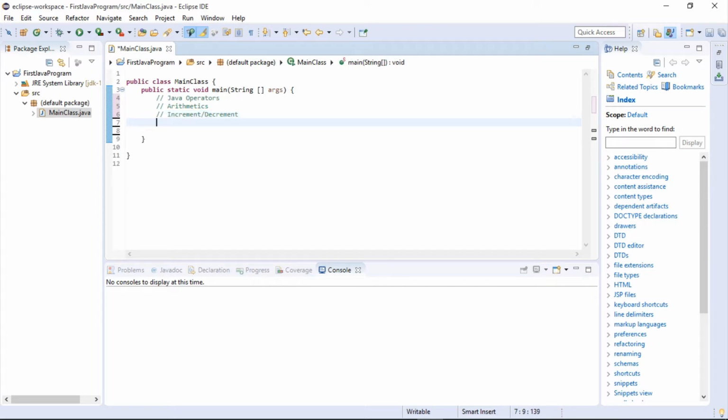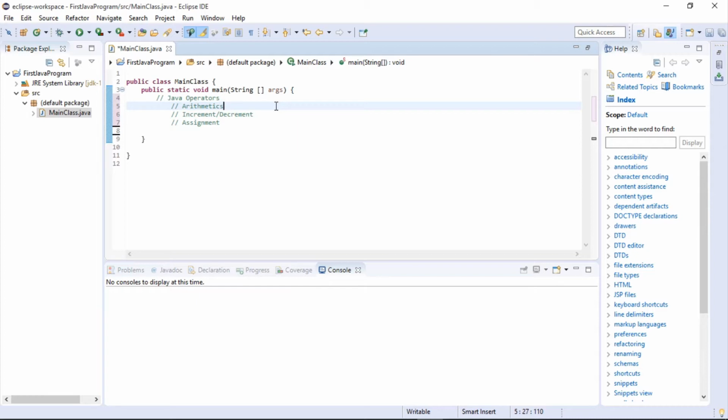Then the last one we'll be discussing in today's video tutorial is the assignment operator. So these are the three types of operators we will be discussing today. The first is the arithmetic operator, the second is the increment and decrement operator, and the last is the assignment operator. So let's take a look at the operator we will be discussing first, which is the arithmetic operator.